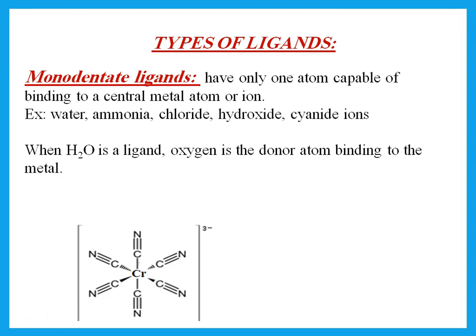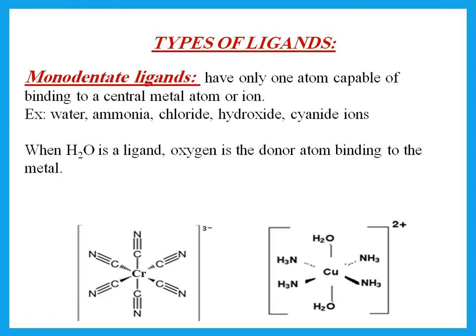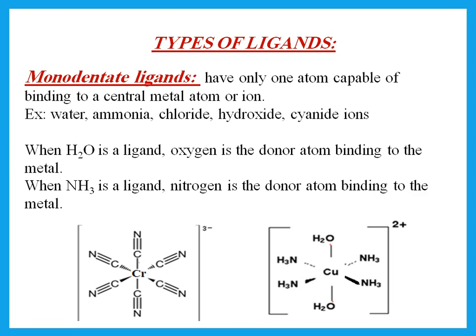Water, if water is a ligand, we said the oxygen is the donor atom because the oxygen is the one that has the lone pair of electrons, and that makes the dative bond with the central atom. If we have ammonia, the ammonia is a monodentate ligand because the nitrogen will make 1 dative bond with the central atom. So these are monodentate.